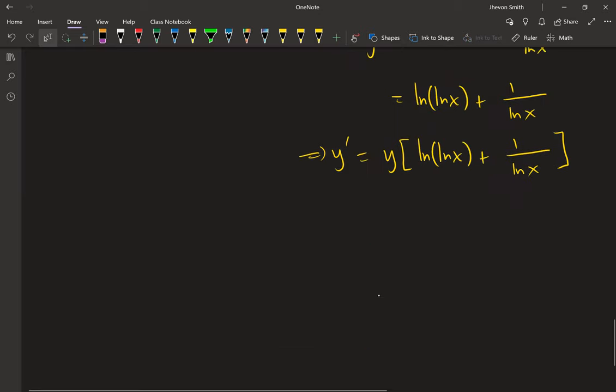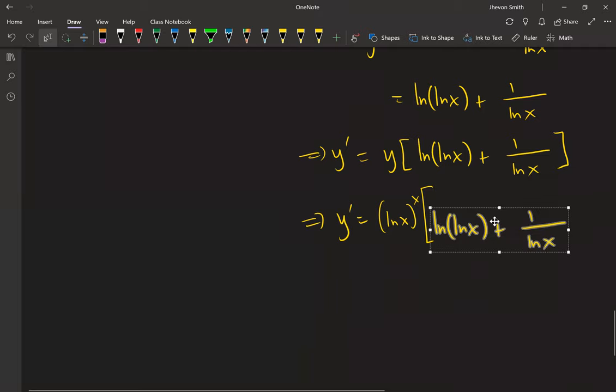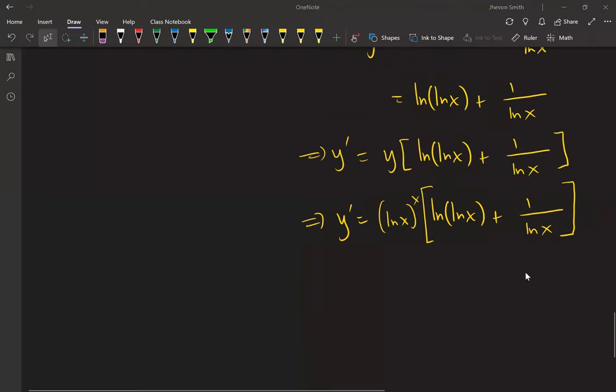Which then you would say y prime equals, you rewrite the original function. So it's ln of x to the x times that guy. And that would be your answer for this particular problem.